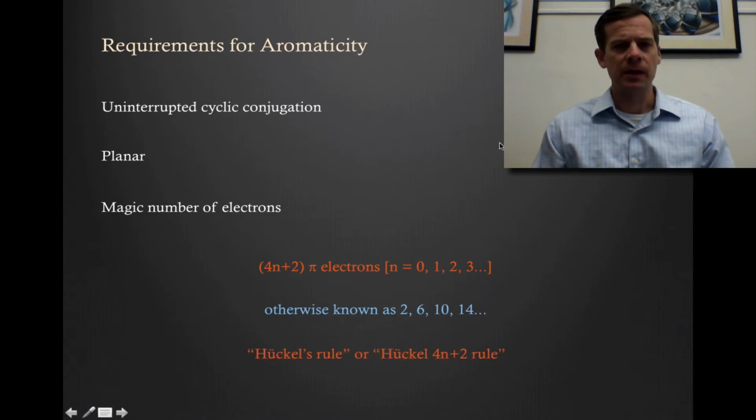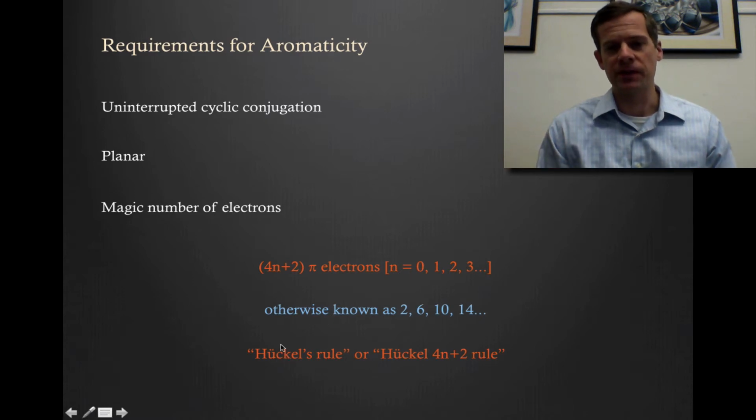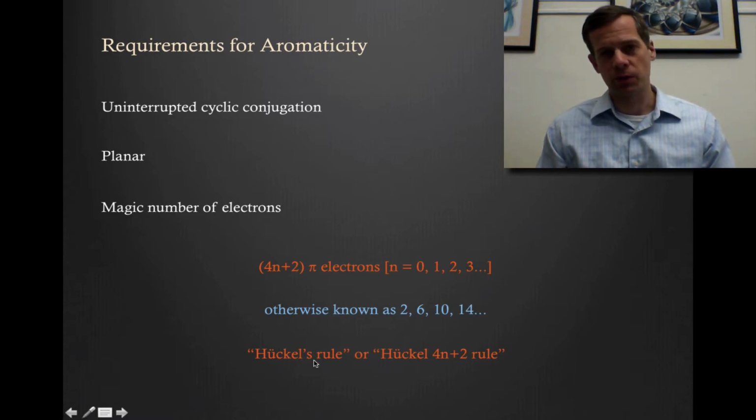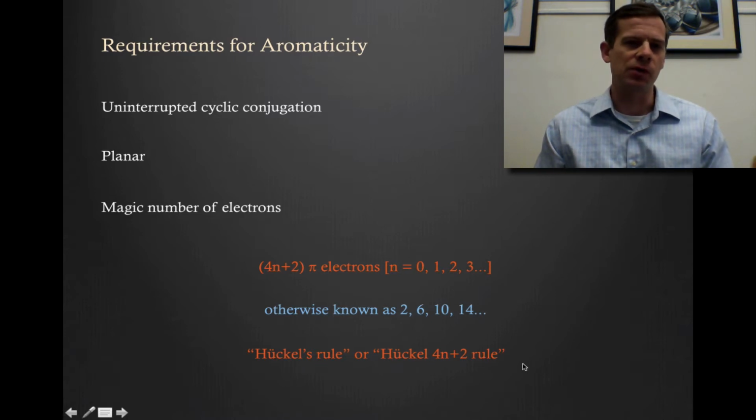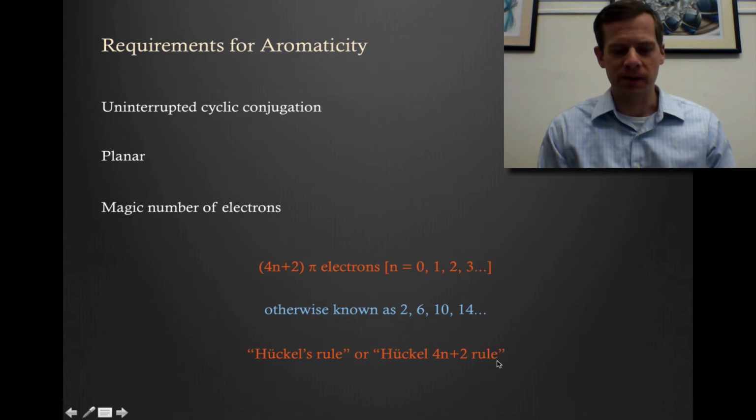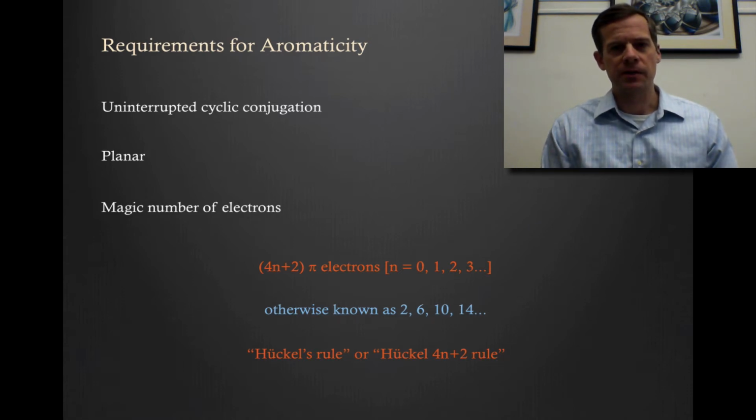And before I do that, this rule here, this magic number of electrons, is called Huckel's rule, after Huckel, who first sort of defined this. So it's usually called Huckel's rule. That's what I call it. Sometimes you'll see it as Huckel's 4n plus 2 rule, which is just a bit more awkward. Okay, so let's go through each of these in a bit more detail.